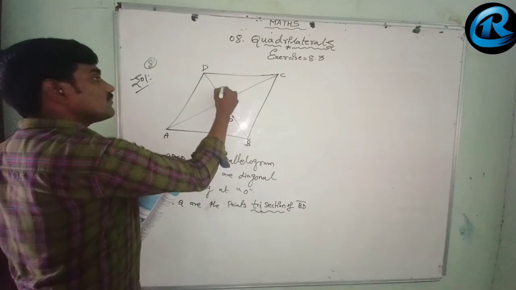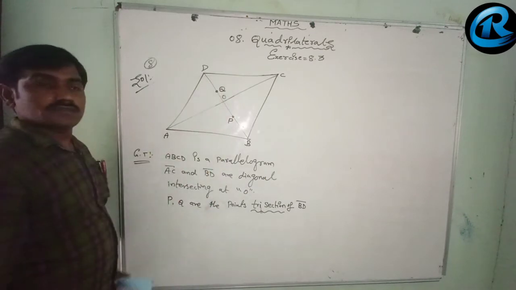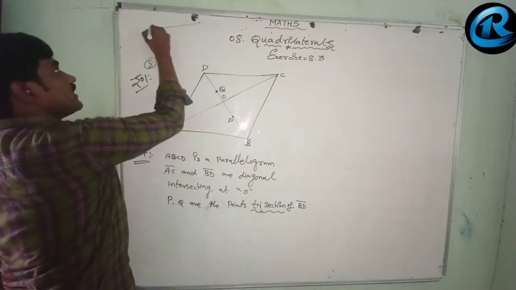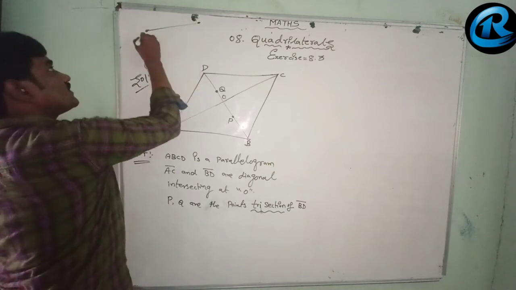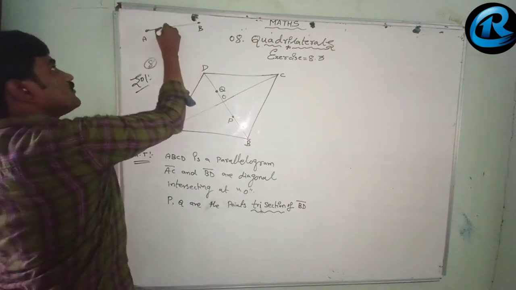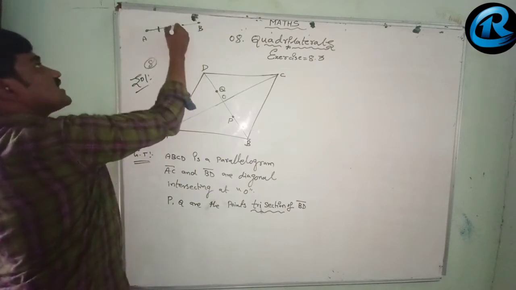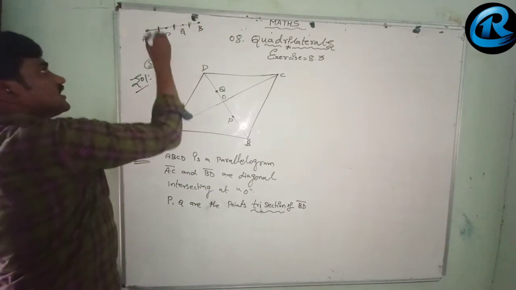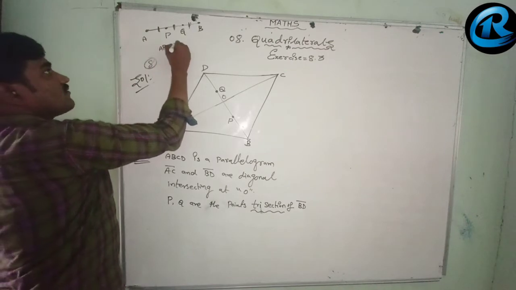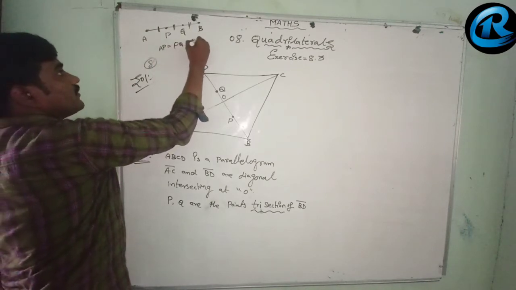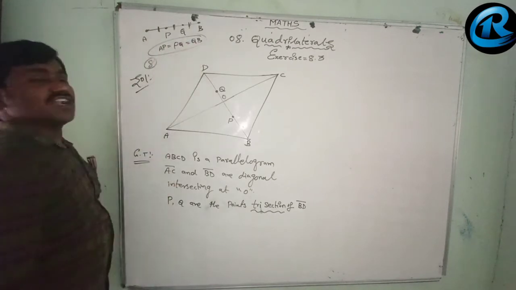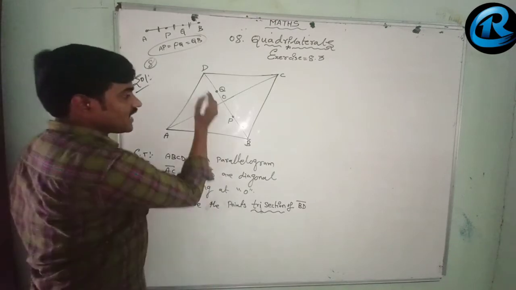Ante 3 equal parts ga divide chesaru triangles. So if a line segment is divided into 3 equal parts, suppose this is AB. If you take P and Q here, this P and Q divide the line segment AB into 3 equal parts, like AP equal to PQ equal to QB. That is called trisection points. So what is the trisection point here?